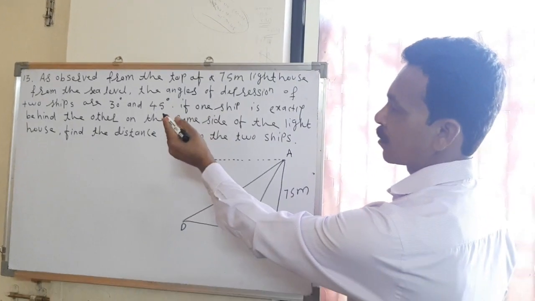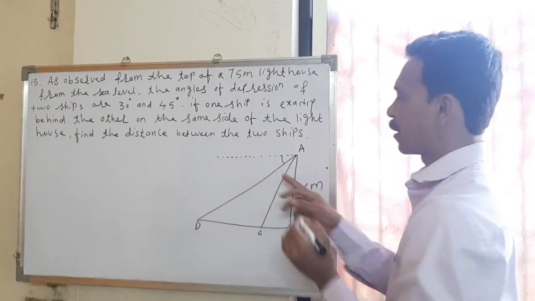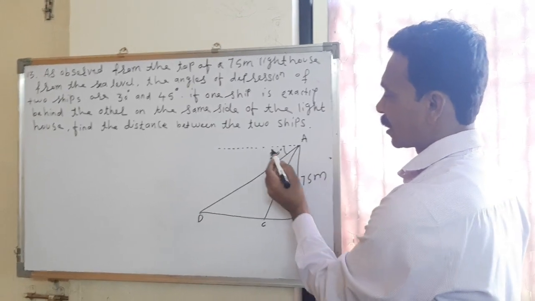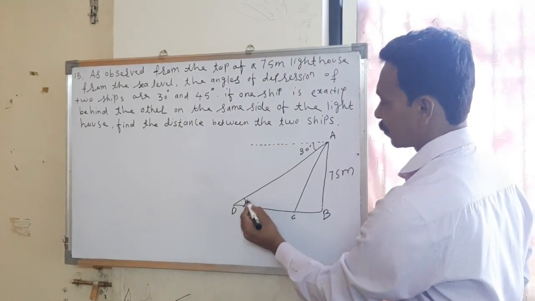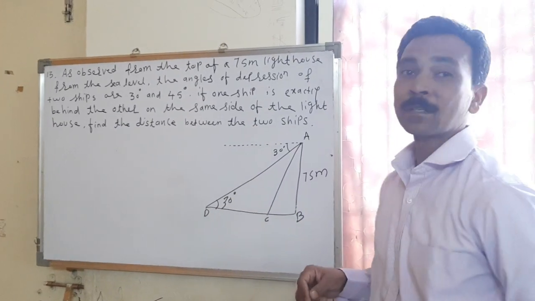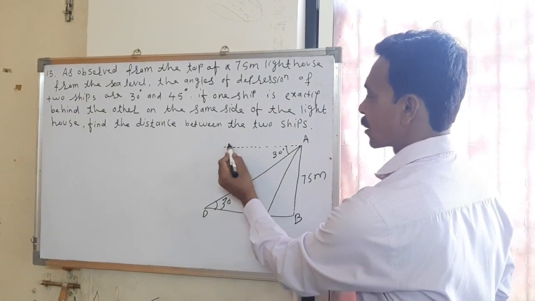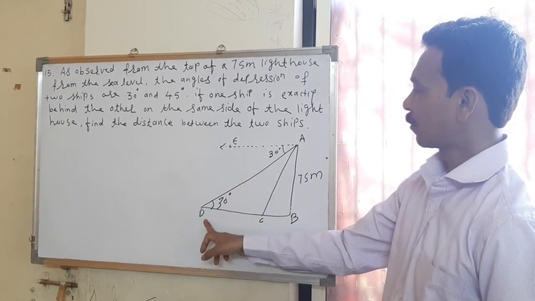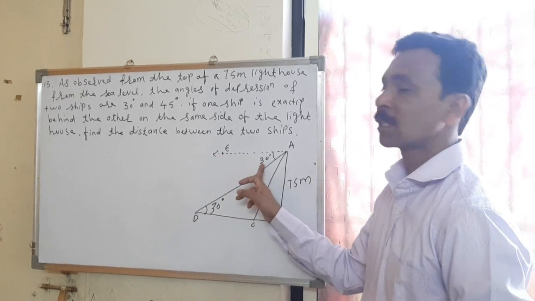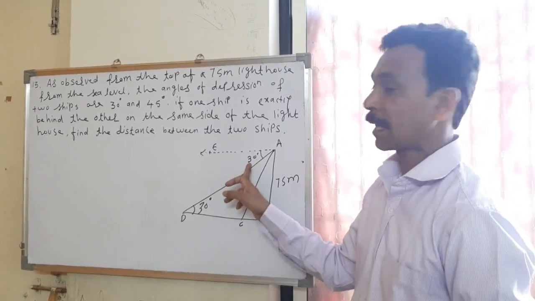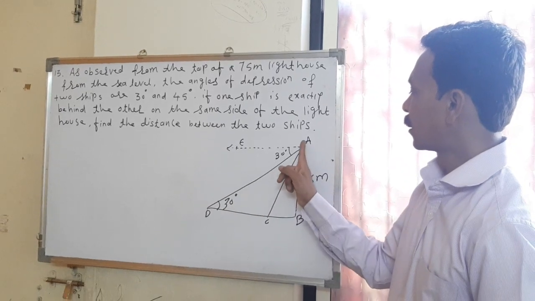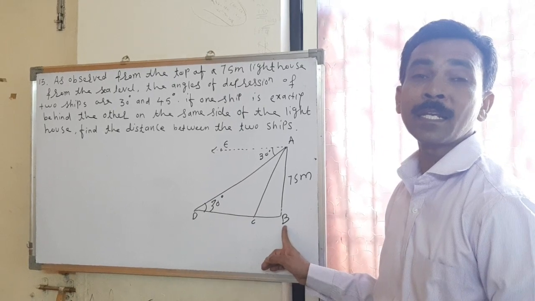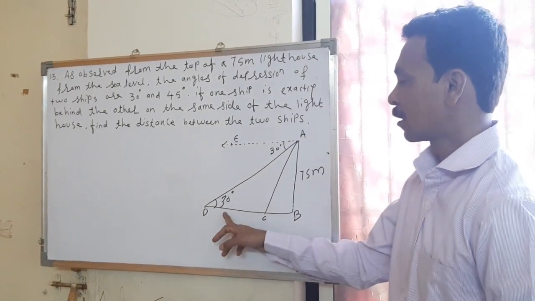The angles of depression of the two ships are 30 degrees and 45 degrees. This first angle of depression is 30 degrees. If this is 30 degrees, this will also be 30 degrees. Why? Let's call this angle E. Angle EAD is 30 degrees. What is the alternate angle of EAD? Angle ADB. So this is 30 degrees.